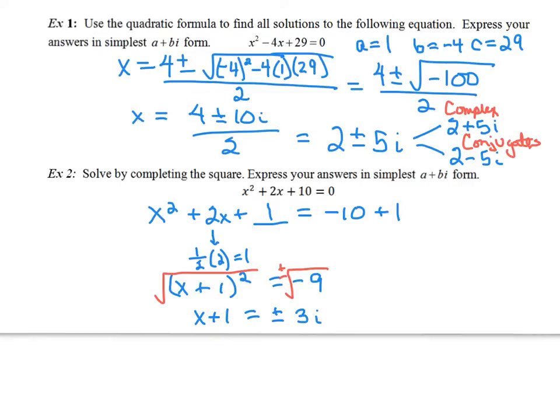Finish it off. To get the x by itself, let's subtract 1 from both sides of the equation. So this is giving me x is equal to -1 plus or minus 3i. Yes, my two solutions are both complex. One solution -1 plus 3i, the other solution -1 minus 3i. Again, we saw that we got complex conjugate solutions.